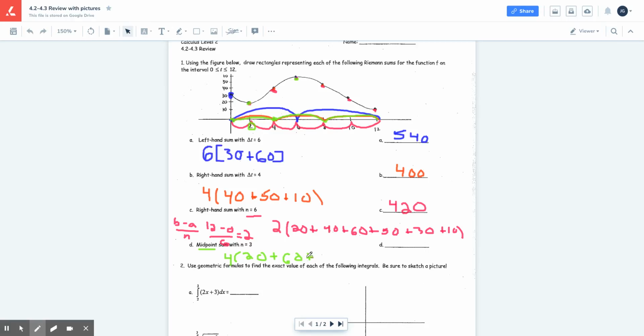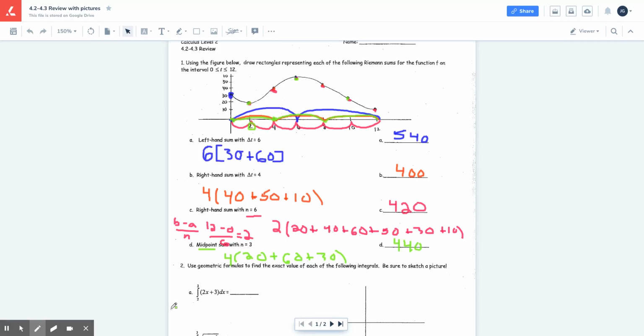60. All right, and then from 8 to 12, 10 is in the middle. So we're going to use that height, which is 30. So we add 20 plus 60 plus 30, which is 110. 110 times 4 is 440. Right? So there's number 1.